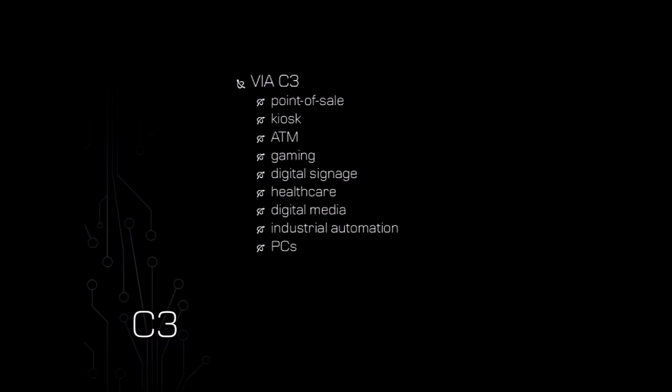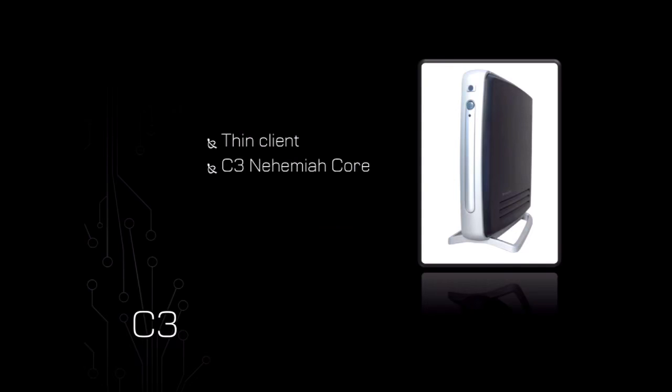VIA is one of the 3 major x86 manufacturers, and C3 is a model that they had a while back. These were specifically targeted at embedded systems. They're marketed towards point of sales, kiosks, ATMs, gaming. Since we're in Vegas, you might want to start poking around after this. Digital signage, healthcare, digital media, industrial automation, and of course, you can still find them in PCs and laptops. So this was the system I eventually pulled off my shelf for this research and what I'm going to talk about for the rest of this presentation. This is a thin client with a C3 Nehemiah core inside of it.